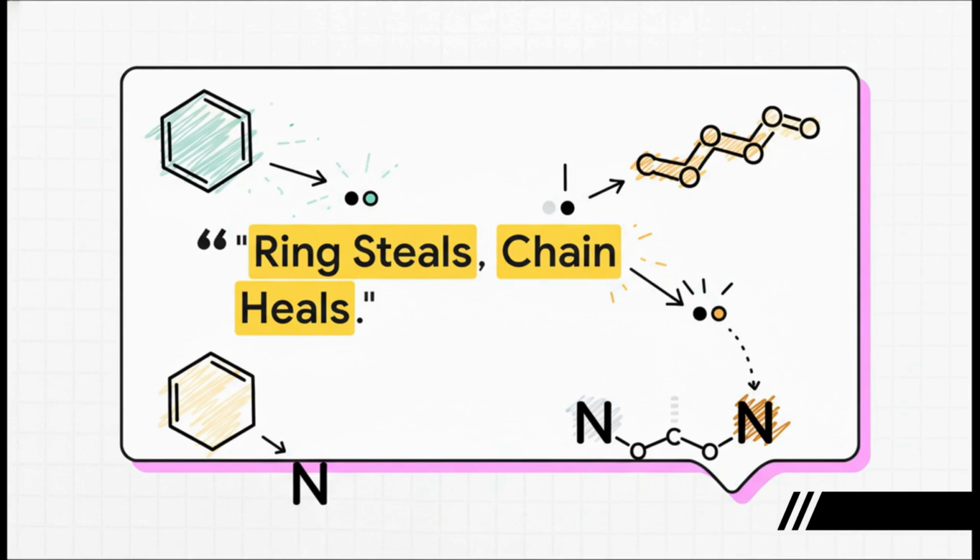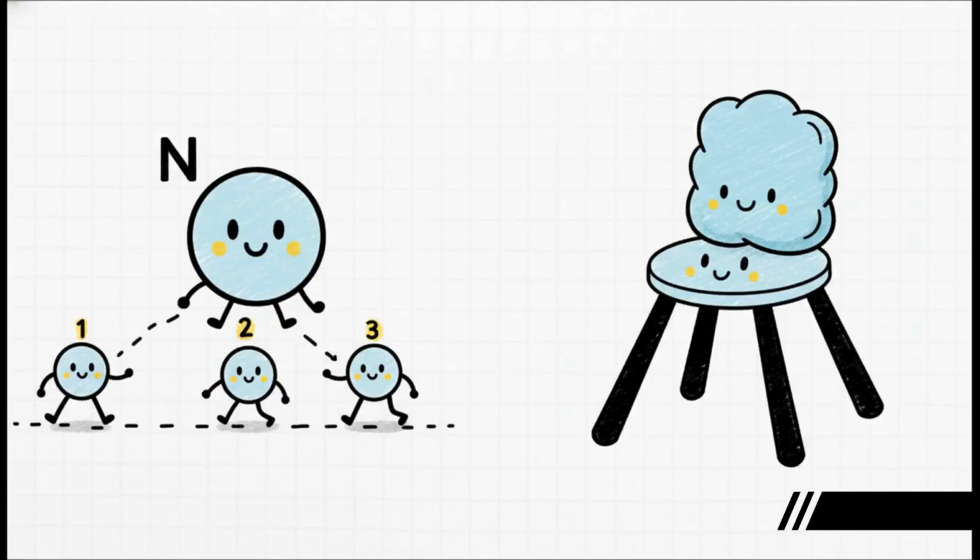Ring steals, chain heals. The benzene ring steals the lone pair through resonance, making it less basic. The alkyl chain heals the nitrogen by pushing electrons towards it, making it more basic. Say it out loud with me. Ring steals, chain heals. Let's give you a couple more weapons for your arsenal.